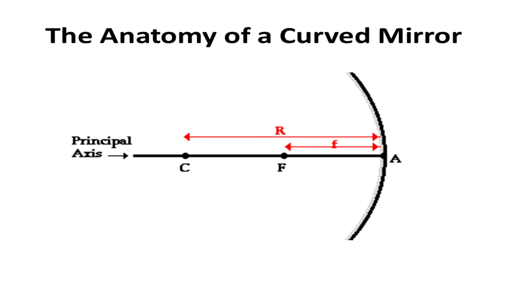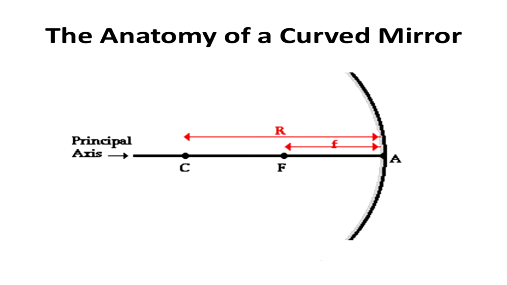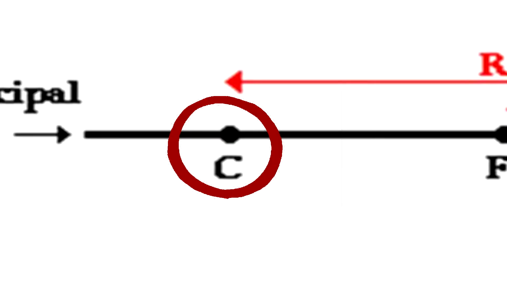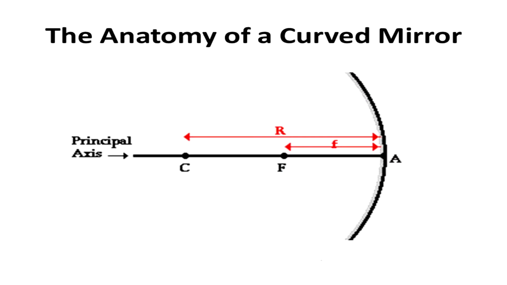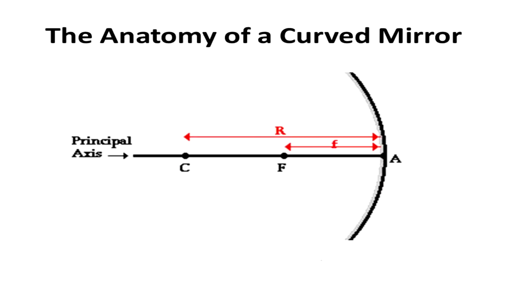There exists a line passing through the center of the sphere and attaching to the mirror in the exact center of the mirror. This line is known as the principal axis. The point in the center of the sphere from which the mirror was sliced is known as the center of curvature. The point on the mirror surface where the principal axis meets the mirror is known as the vertex. The vertex is the geometric center of the mirror.